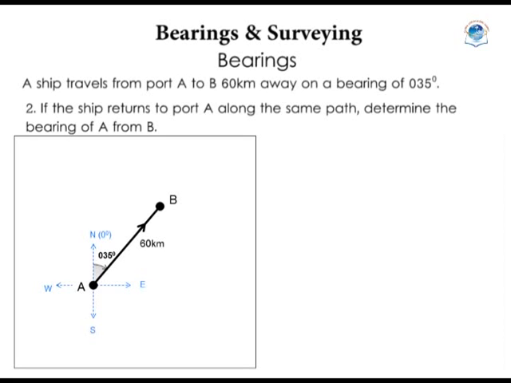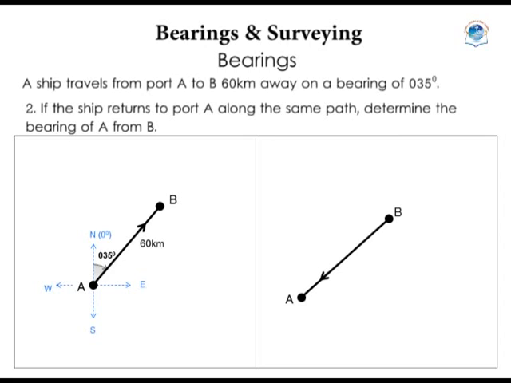Now, if the ship returns to port A along the same path, determine the bearing of A from B. So this is the path back from B. The distance is the same. So we draw a compass at B. Then remember to measure the angle from north. So all this angle here.